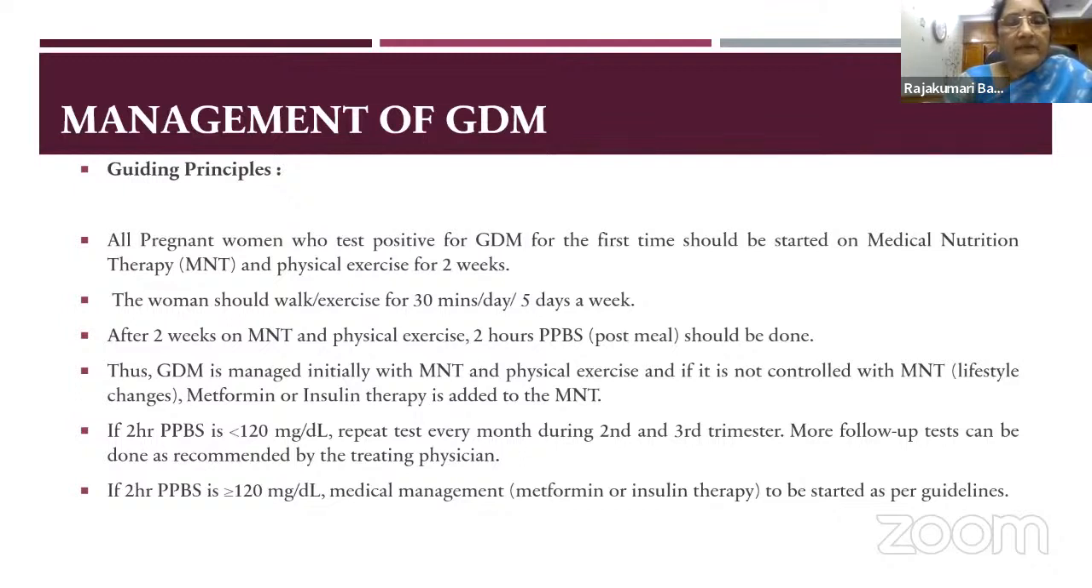After 2 weeks of intermittent physical exercise, 2 hours PPBS should be done. If the PPBS is less than 120, repeat the test every month during the second and third trimester. More follow-up tests can be done as recommended by the treating physician. If it is more than 120, medical management is to be started as per guidelines.